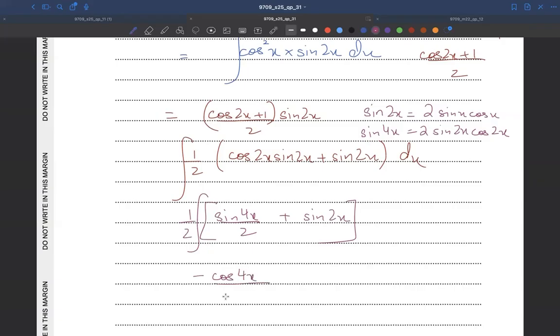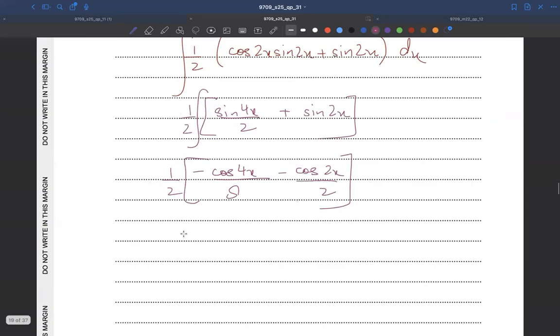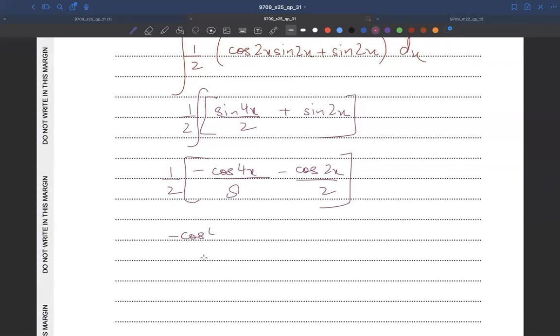Now let's integrate sine of 4x, so that will be minus cos of 4x upon 4. So 4 times 2 will become 8, plus integrating sine of 2x will become minus cos of 2x upon 2, and then we'll multiply the whole expression by half. So what we'll get is minus cos of 4x upon 16 minus cos of 2x upon 4. Now, once we have integrated the expression, we can plug in the limits.